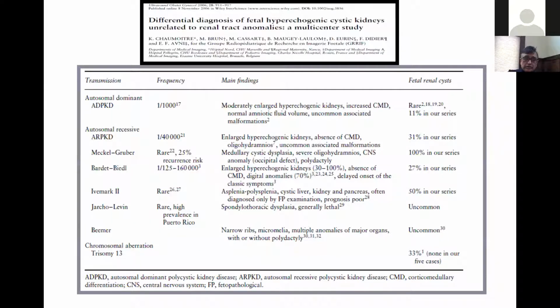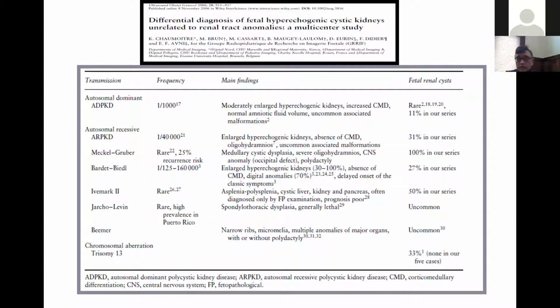Now, this is another one which I have used a lot, looking into the renal tract abnormality and polycystic kidney disease or ARPKD, or you're talking about the chromosomal aberration. Where is the renal cyst? And how much is the percentage? Are you looking for moderately large hyperechoic kidney with normal amniotic fluid and uncommon associated malformation? Then you're dealing with autosomal dominant polycystic kidney disease. If you're looking for ARPKD, you have enlarged hyperechoic kidney, absence of CMT, oligohydramnios, and uncommon associated malformation.